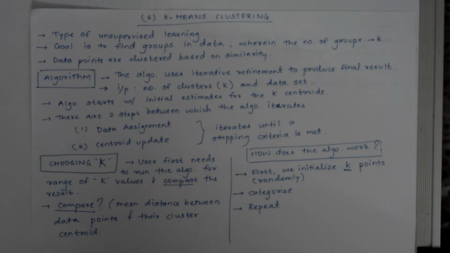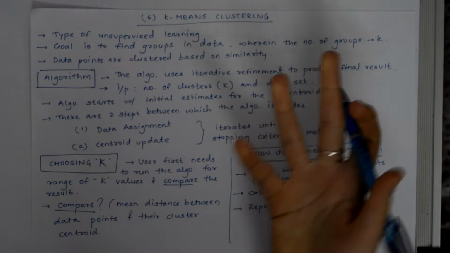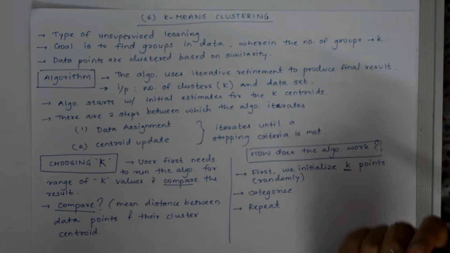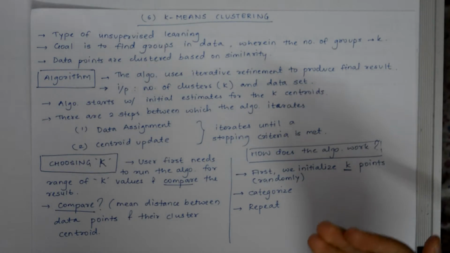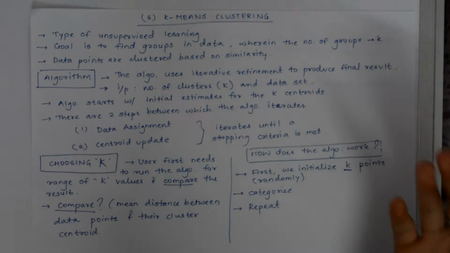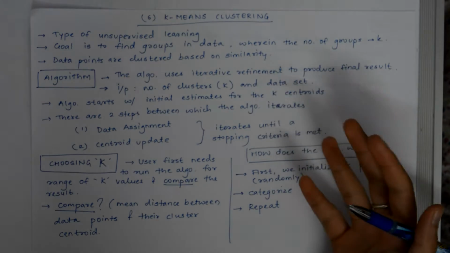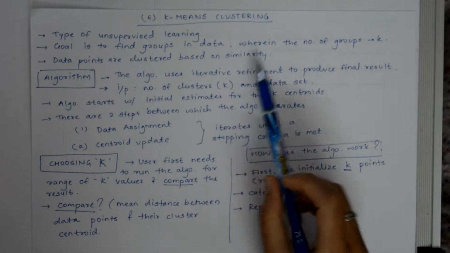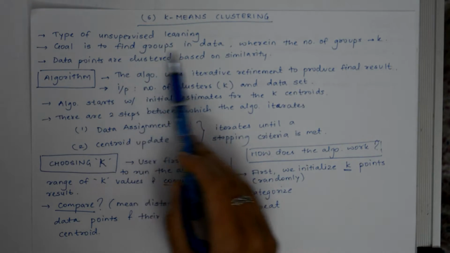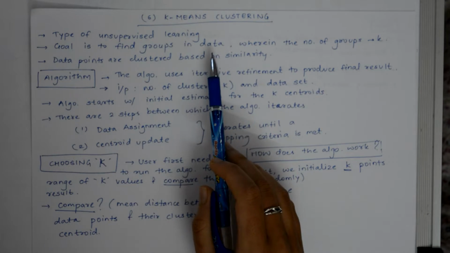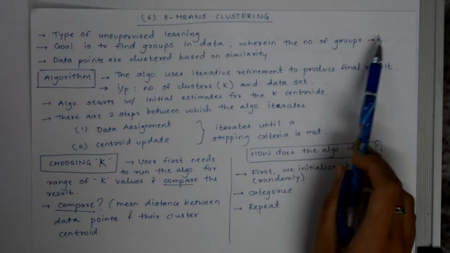It is a type of unsupervised learning which is used when you have unlabeled data. Unlabeled data, that is data without defined categories or groups. The goal of this algorithm, we can say, is to find groups in data, and the number of groups is given by k.